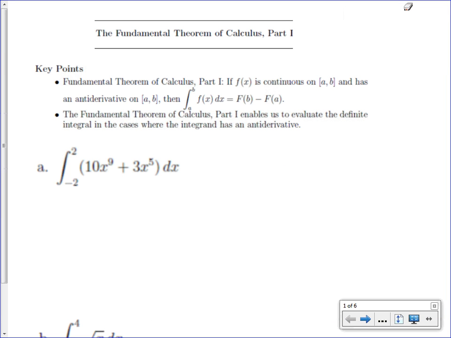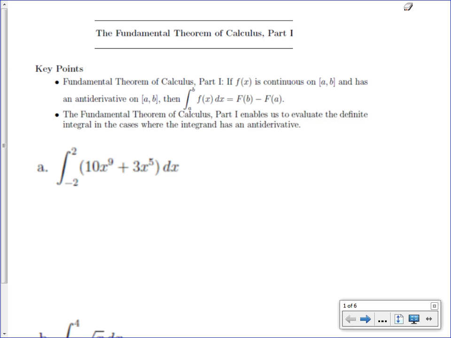Okay, in this video we're going to talk about the fundamental theorem of calculus, and there are actually two parts. Part 1 says if f of x is continuous on a closed interval from a to b and has an antiderivative, then the definite integral of f of x from a to b is equal to F of b minus F of a, where capital F is the antiderivative of lowercase f.